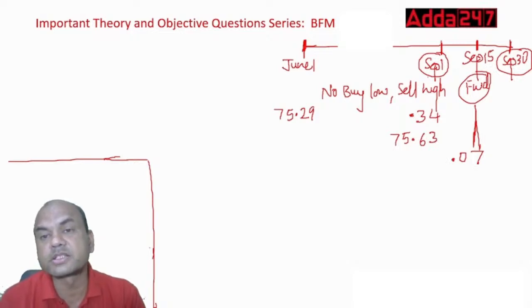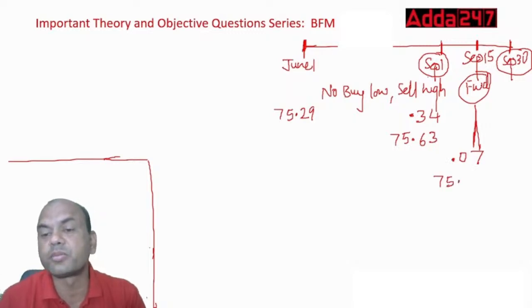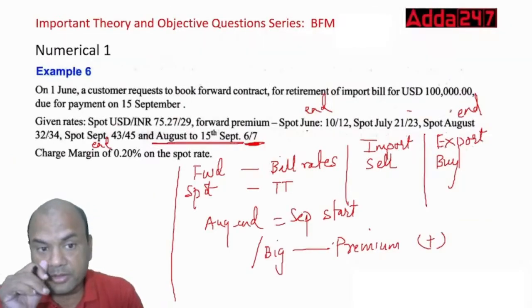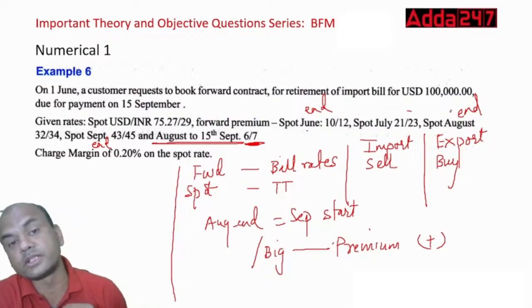So what is this now? Again, premium or discount? Premium. So I'll add this. So it will be 75.63 plus 0.07. So 75.70. This will be my rate for September 15. Exact rate for selling. But is this a final answer? No, this is not the final answer.